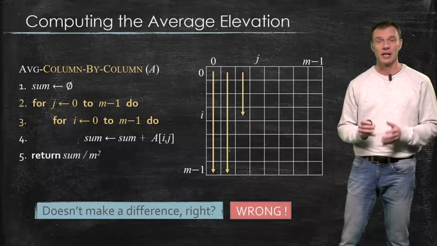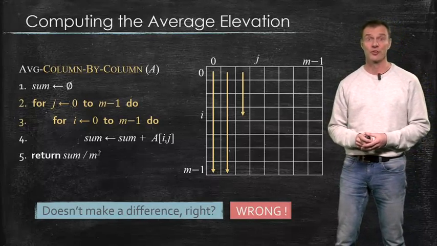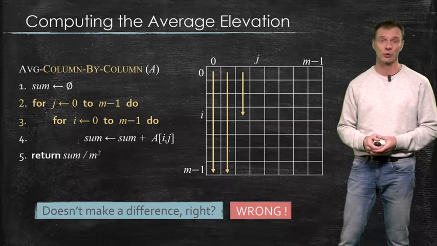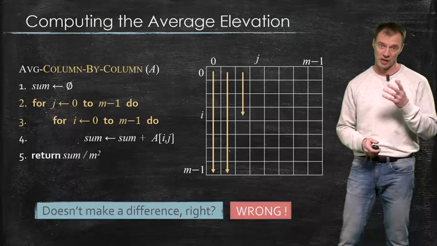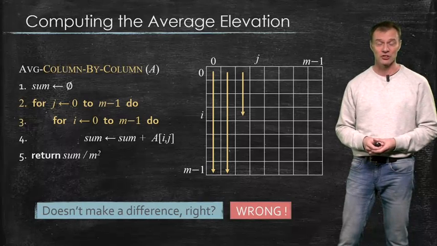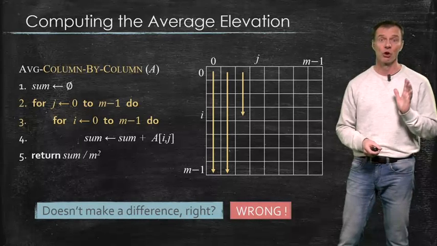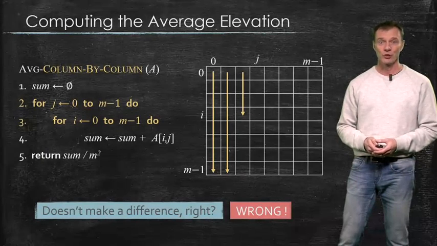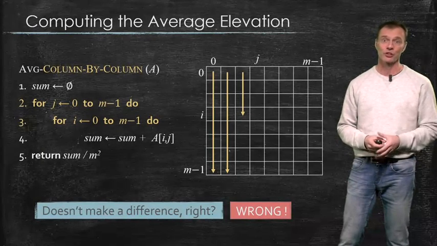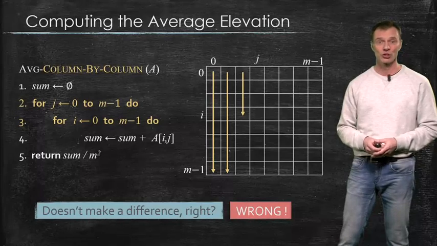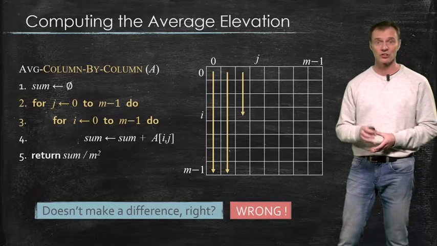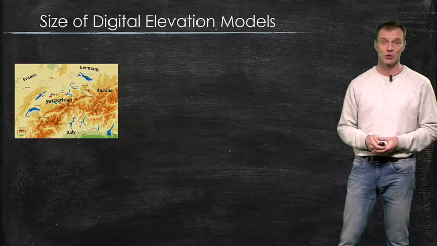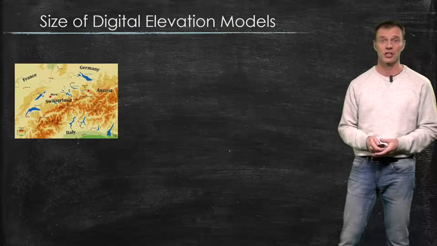Wrong. If the number of cells is very large, then it can actually make a huge difference which algorithm you use. And after taking a few lessons in this MOOC, you will understand why this is the case. But before we do that, let me first explain a little bit more about in which particular situations this can make a big difference. So here we have our digital elevation model of, let's say, the Alps.